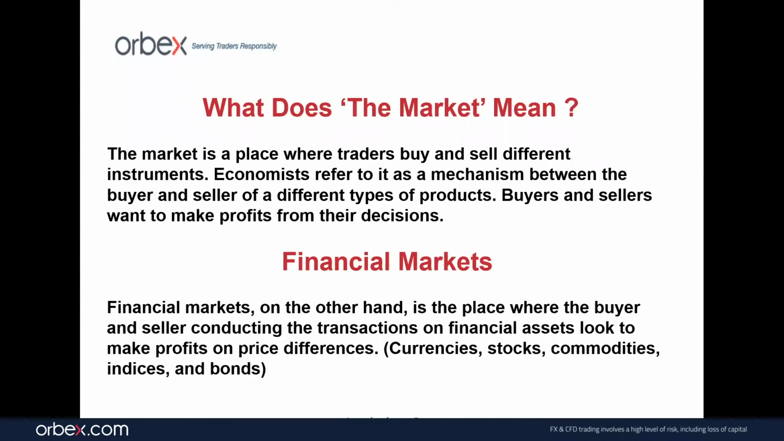So what does the market actually mean? Basically, the market is a place where traders buy and sell different instruments, and that can be different asset types as well, such as I said before, Forex pairs, commodities, indices, etc. Economists refer to it as a mechanism between the buyer and seller of different types of products, and buyers and sellers want to make profits from their decisions.